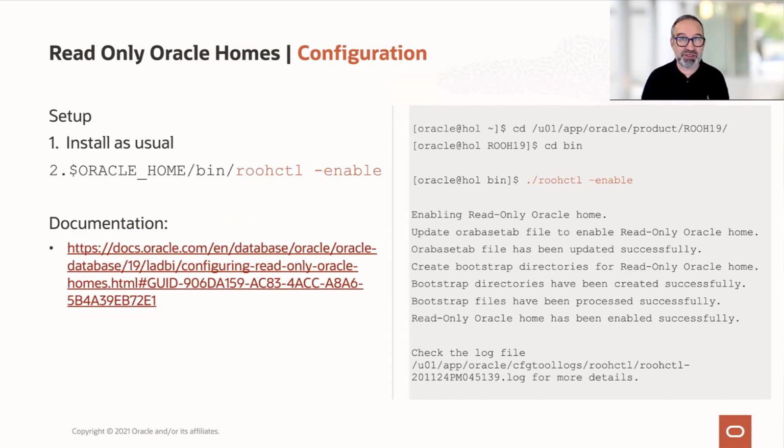What do you have to do here? It's very, very simple. You install as usual, as I showed you before, and then you run roohctl -enable, for read-only Oracle home. That's a short script. You see it on the right side of the slide here. It just takes a few seconds, and it checks and sets the permissions correctly for the directories and the files, and that's it. Very simple, very straightforward. I will show you this in a demo in a second.